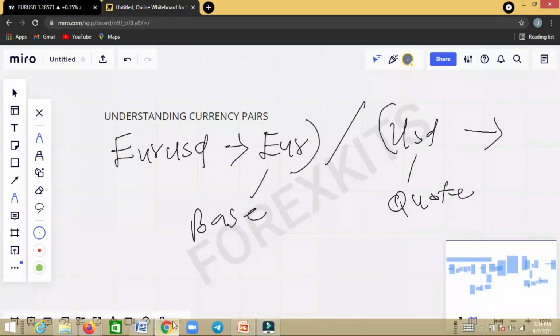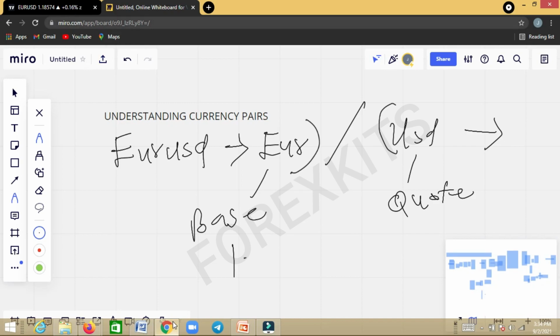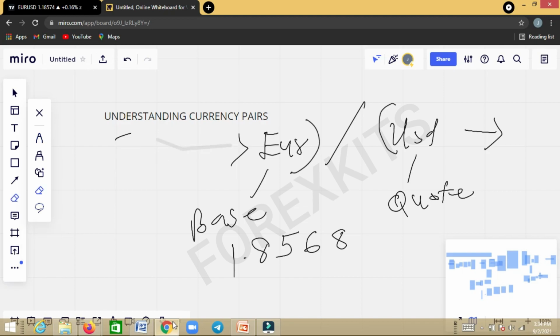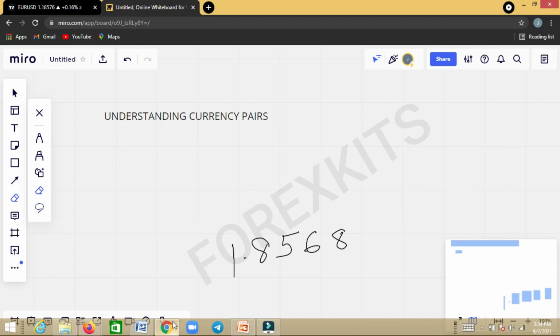I'm going to explain what value means. So 1.8568, what does this mean? The whole idea behind currency pairs, and combining them together, basically. Let me just clean all of this other data that we have here. So 1.8568, what do you now have from this data here?